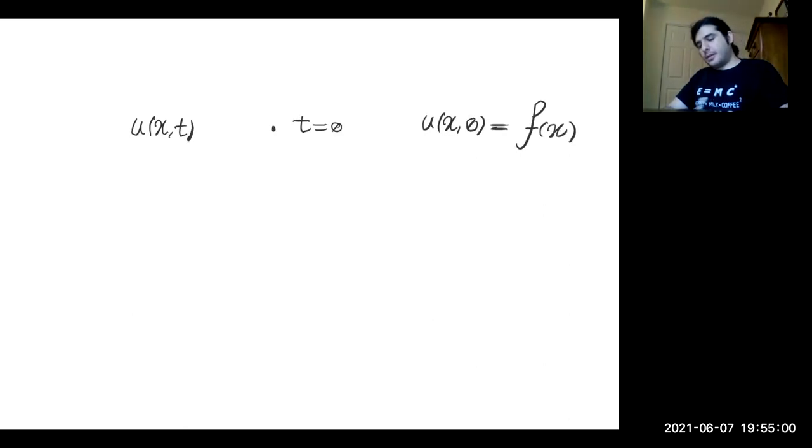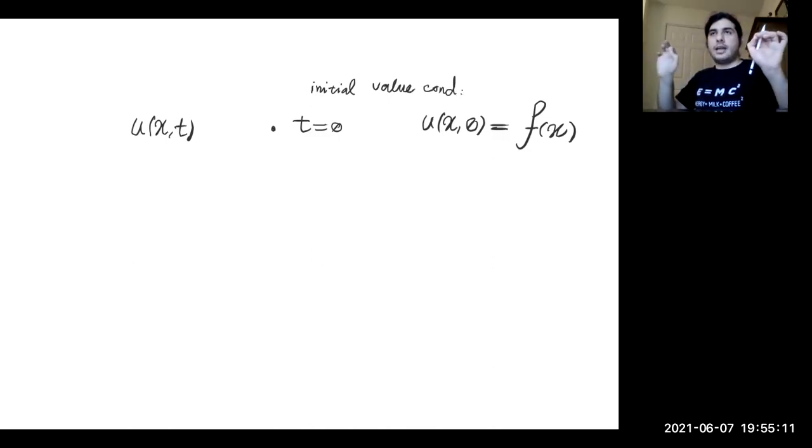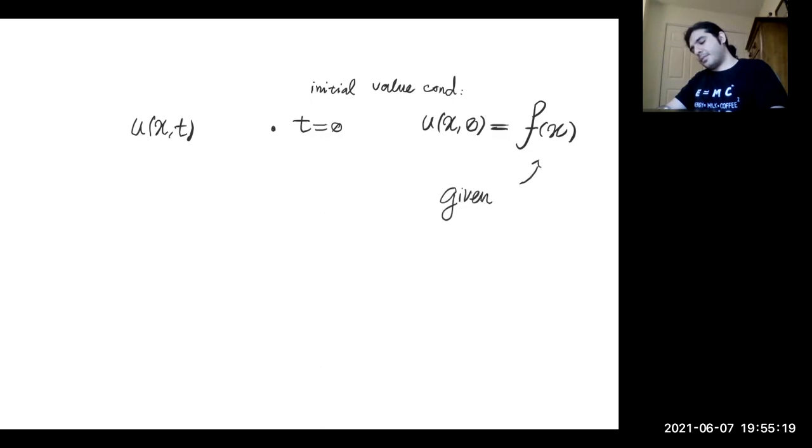So an initial value condition would be giving what the solution we want is at time t equals 0, equal to this given f of x. So this f of x is given. That is one sort of condition, the initial value condition.